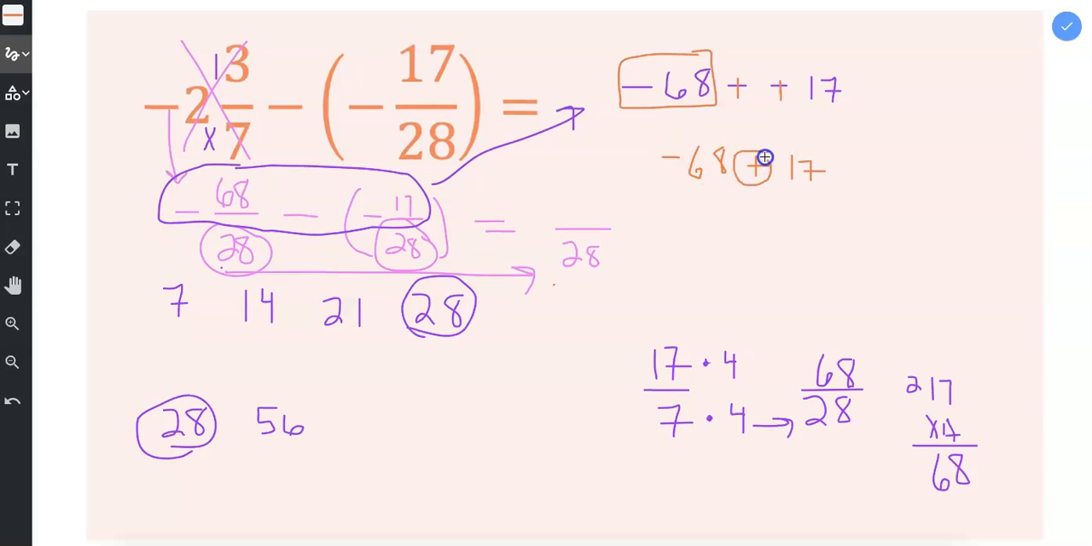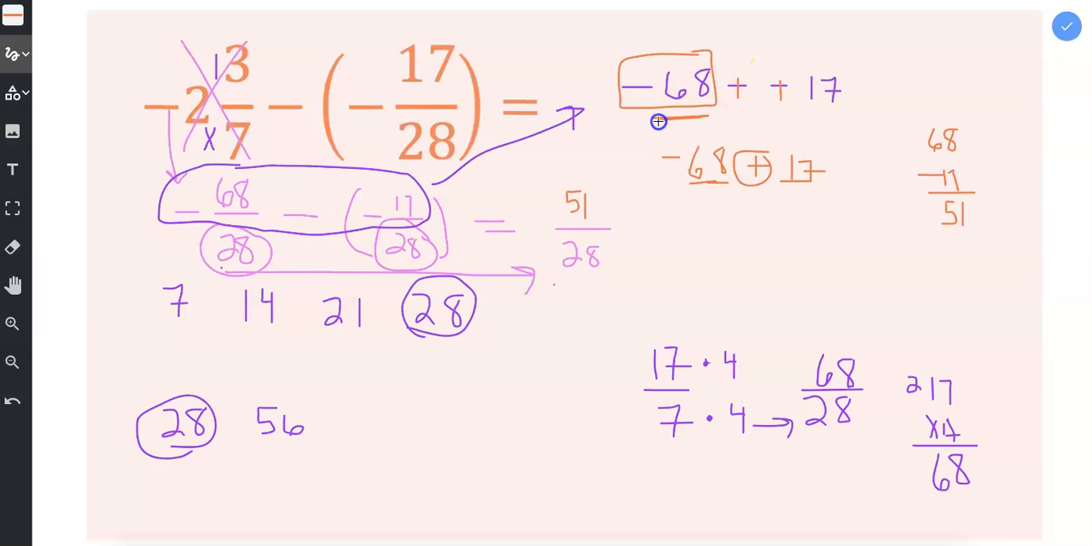Now that this problem is an addition problem, I apply my addition rules. In this case, the signs are different. I have a negative 68 and a positive 17. When the signs are different, you subtract. 8 minus 7 is 1. 6 minus 1 is 5. So I get 51. But the question is, is this a negative 51 or a positive 51?